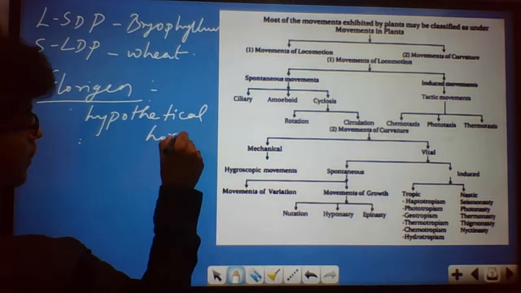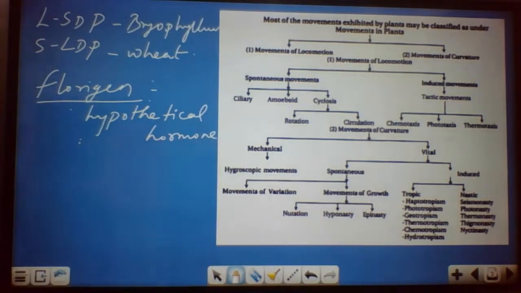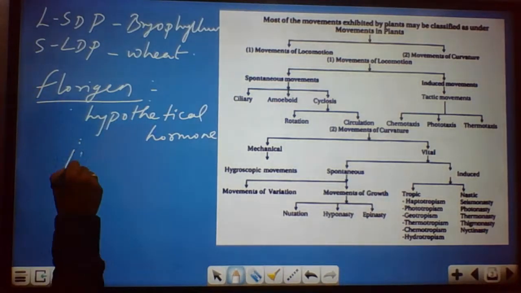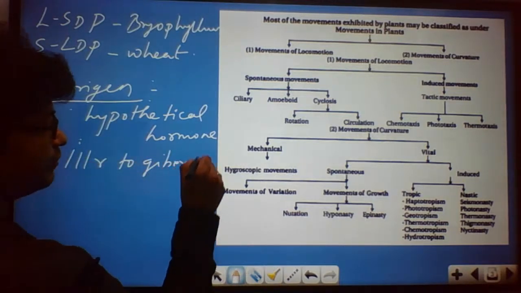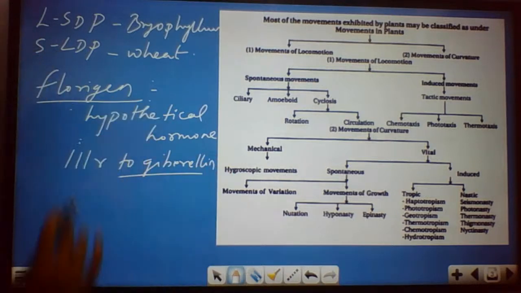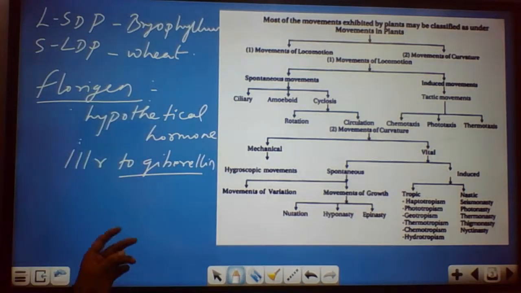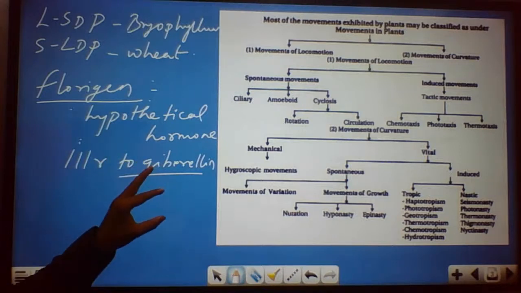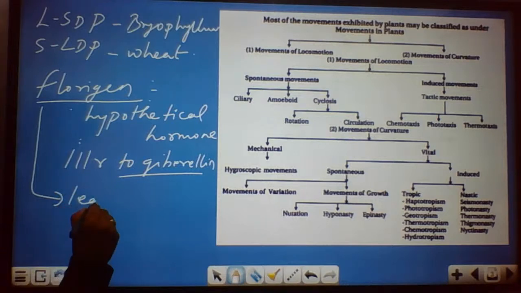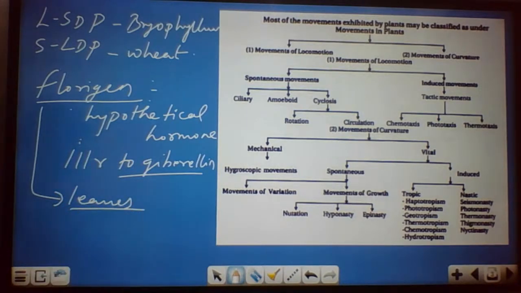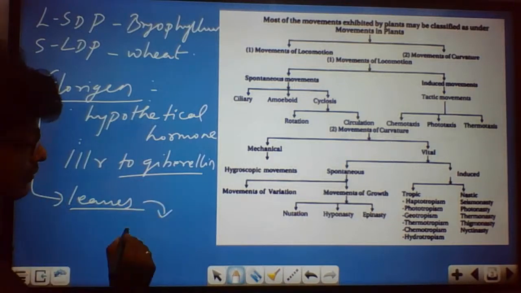Hypothetical hormone. So where exactly can you see the florigen? Mostly the florigen has the same or similar function as gibberellins, because we already studied the gibberellin functions. Even the florigen performs the same function as gibberellin. Mostly you could see this type of florigen in the leaves. Very good, Rubina has given the correct answer. You could see it in the leaves, and it is responsible for stimulation of flowering.